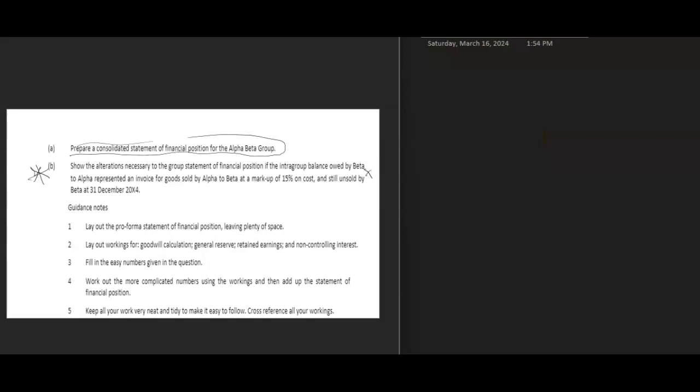Into the workings. As we know, we cannot consolidate before we do the workings. So we need to establish the workings, then we consolidate. Our first working is always group structure. So, working 1.